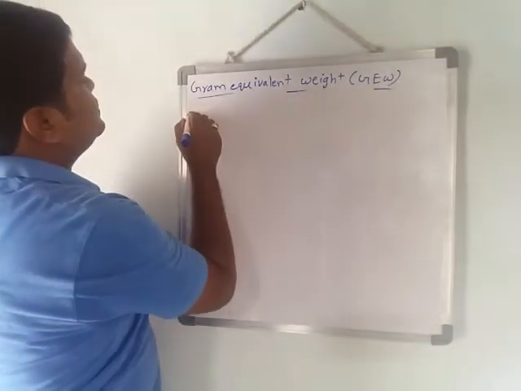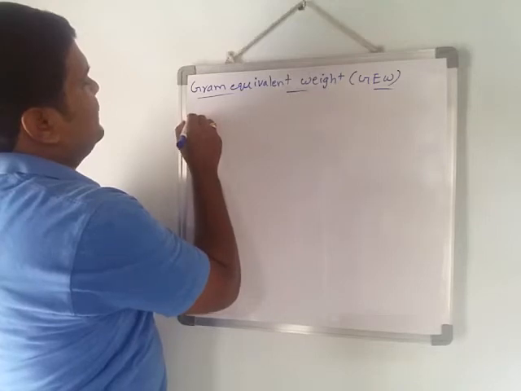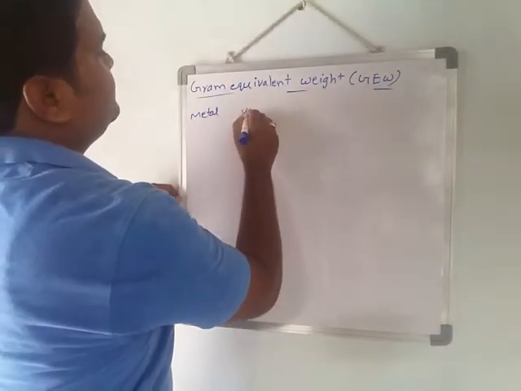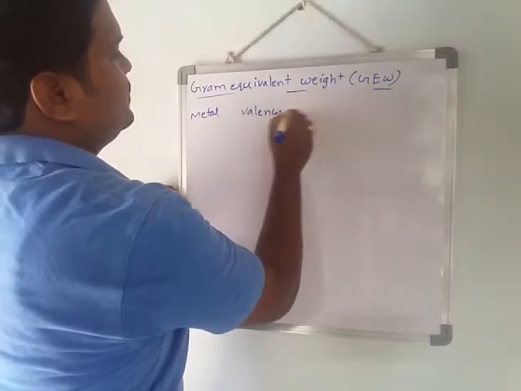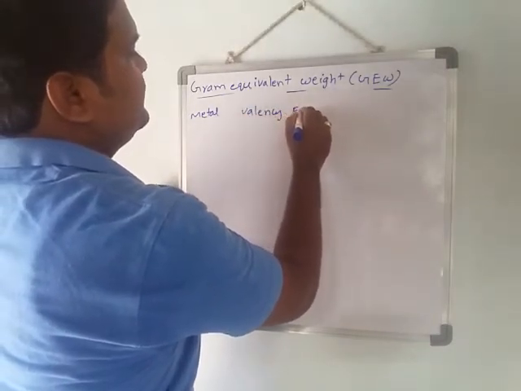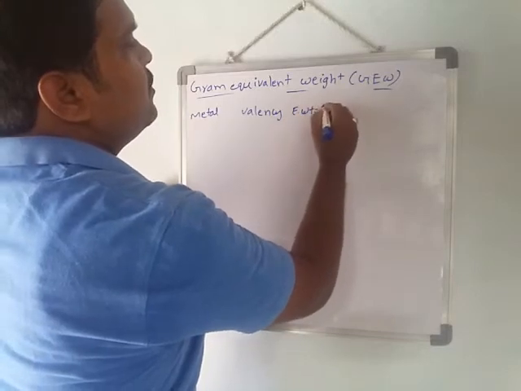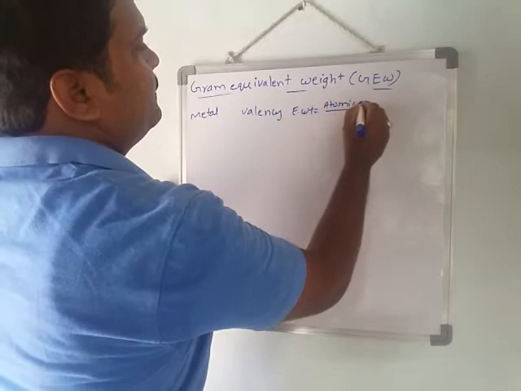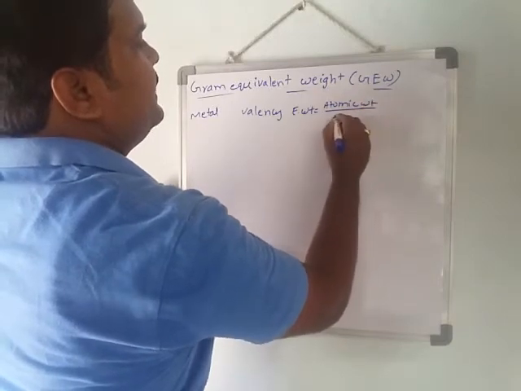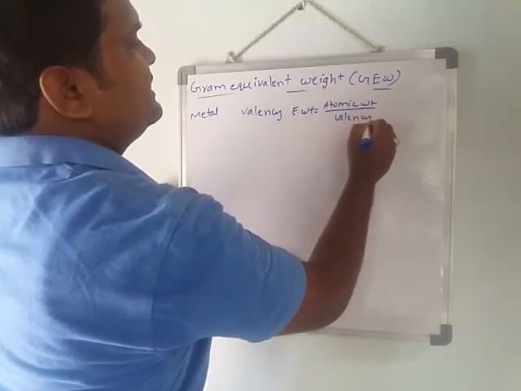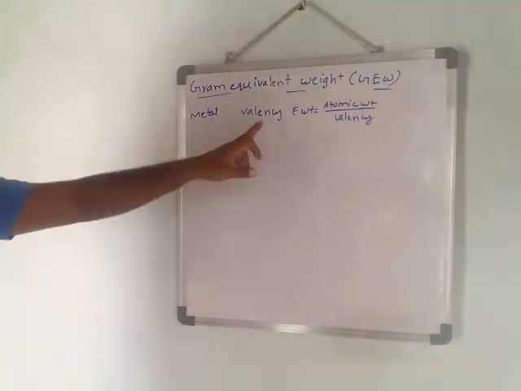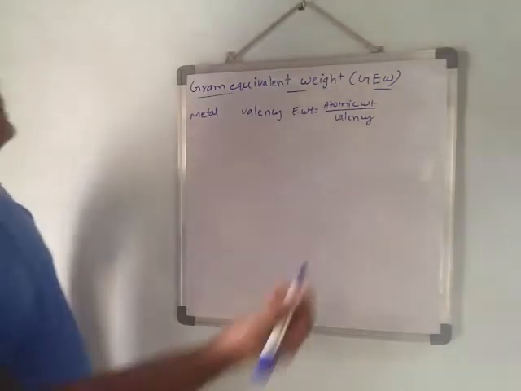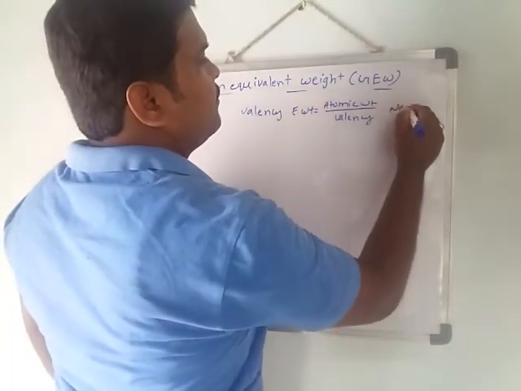So first we will see the metal valency. Equivalent weight is atomic weight by valency. What is that? Metal valency. Next, equivalent weight is atomic weight by valency. Then we can see the number of moles.